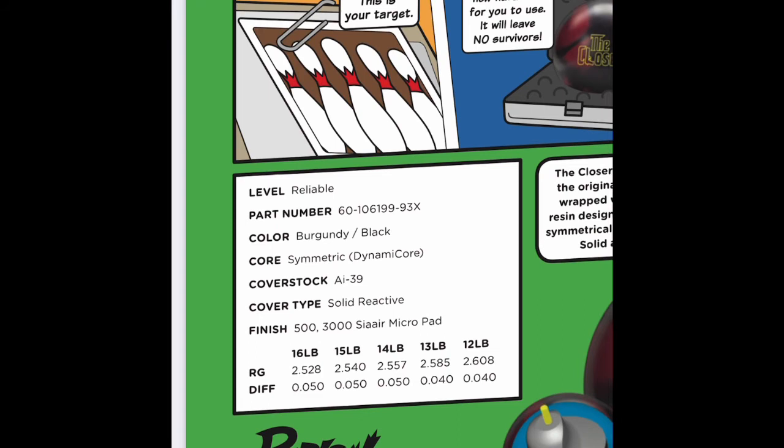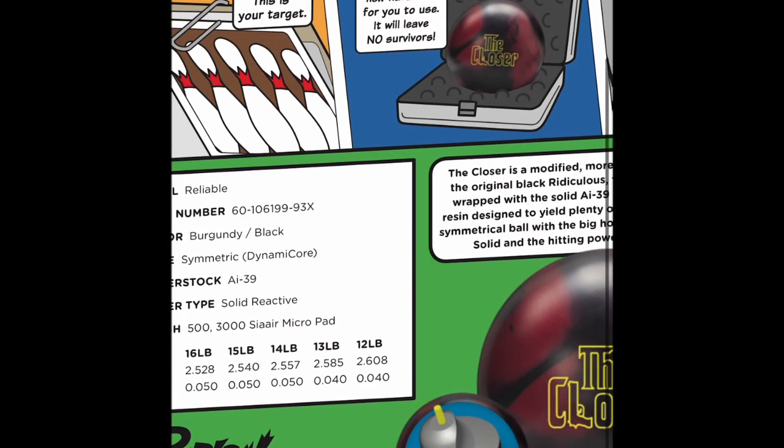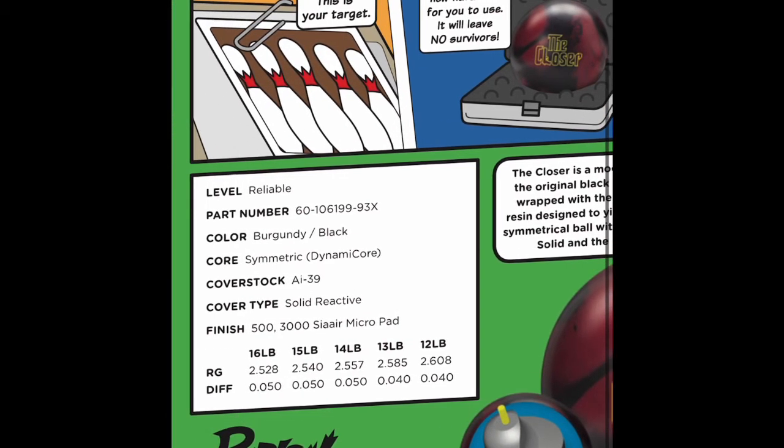The original finish on the Ridiculous was a 500 compound. This one is a 500 3000. So the reason why I say to make a mental note of that is because if you kept the Ridiculous out of box, you want to make sure to get the covers as close as possible, if you want to have as close of a replacement as possible. So if it stayed out of box, if the box finish is a little bit different, I want to make note of that.